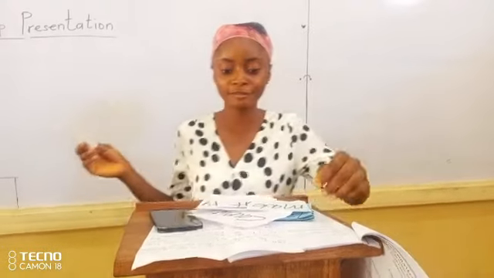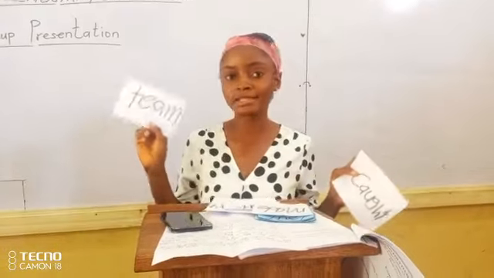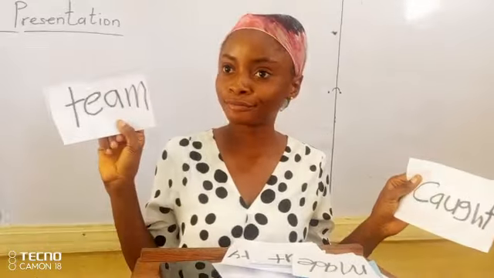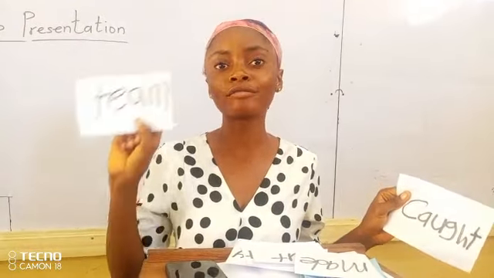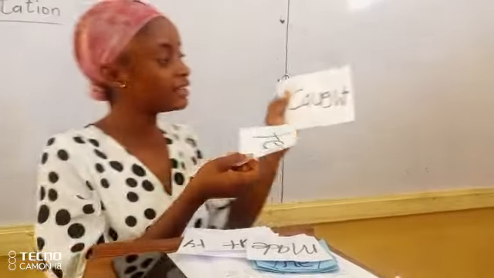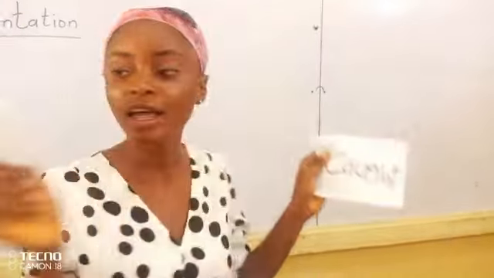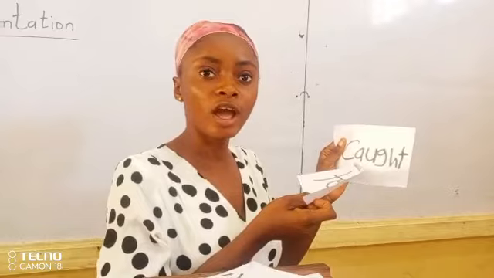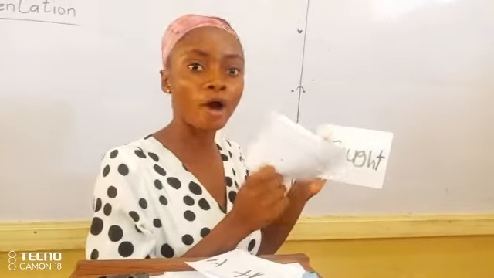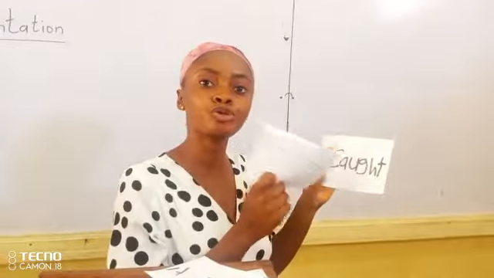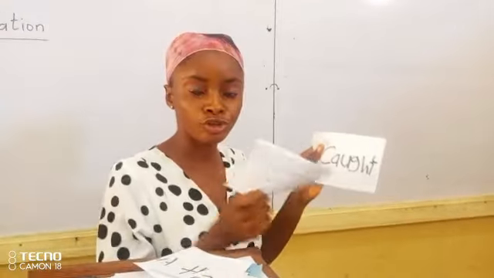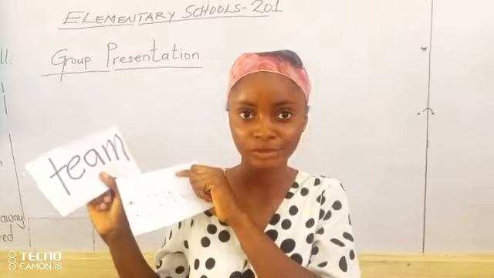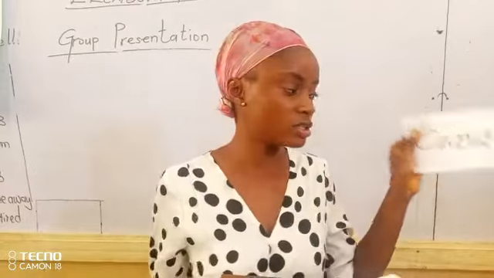Now, for example, we have couch and team. This is a diphthong word, and this is a long vowel word. You are seeing two adjacent vowels here, and here you are also seeing two adjacent vowels. But for this word, you will hear the two vowel sounds. Couch, you are hearing the A and the U vowel sounds. But for team, you are not hearing two vowel sounds. So this is a long vowel word and this is a diphthong word.